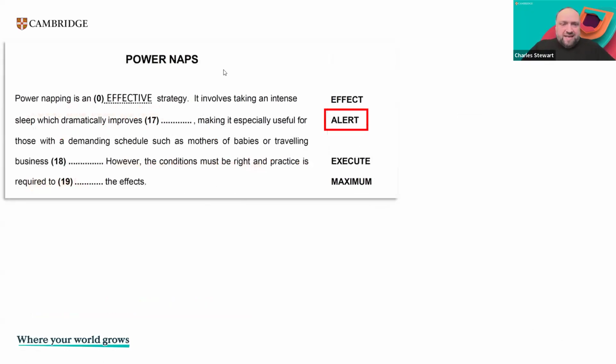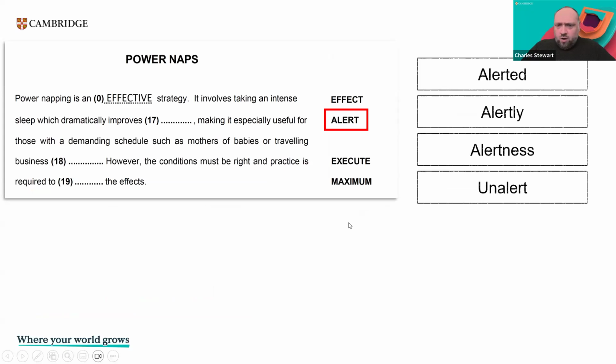So if we look at the next sentence here after the example that was given, the word is alert that we're looking at in the gap for number 17. So if I brainstorm some words, I can think of alerted, alertly, alertness, unalert. Have a read of this sentence. Which one of these words is the correct answer to number 17? Let me hear from you in the chat.